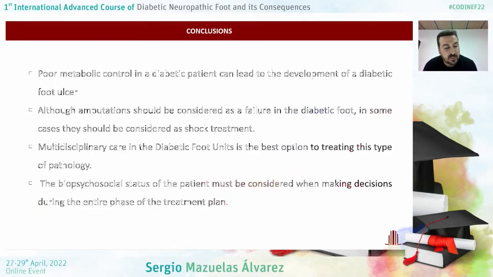Now I'm going to read the conclusion of this case. First of all, poor metabolic control in a diabetic patient can lead to the development of a diabetic foot ulcer. Although amputation should be considered a failure in the diabetic foot, in some cases it should be considered a shock treatment. Multidisciplinary care in diabetic foot units is the best option for treating this type of pathology. And the last one, the biopsychosocial status of the patient must be considered when making decisions during the entire phase of the treatment plan.